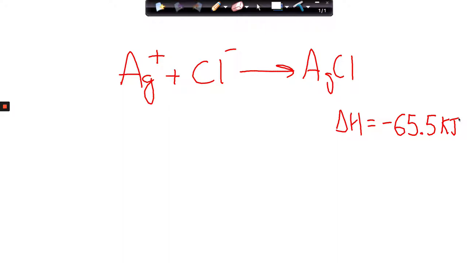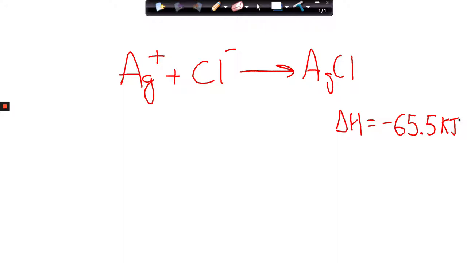Let's talk about this briefly so that you understand what this means, and then we're going to spend the rest of the day talking about where this comes from. This is the thermochemical equation, and it simply means this: if you take 1 mole of silver ion and allow it to bond with 1 mole of chloride ion, you will get out 1 mole of silver chloride. But when we do that, there is an energy involved in the process as well, and that energy is 65.5 kilojoules.